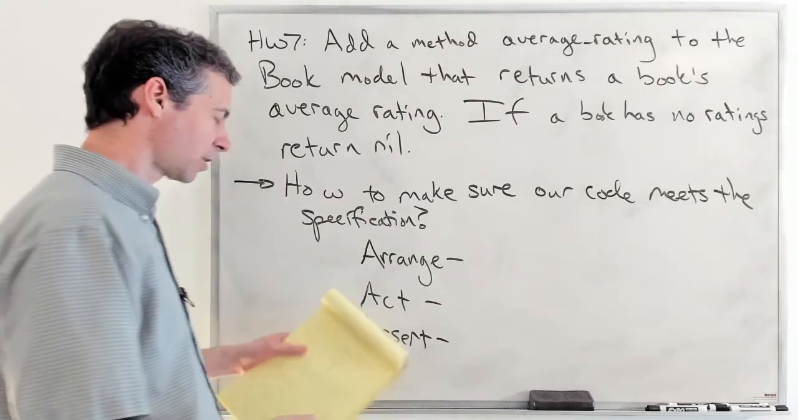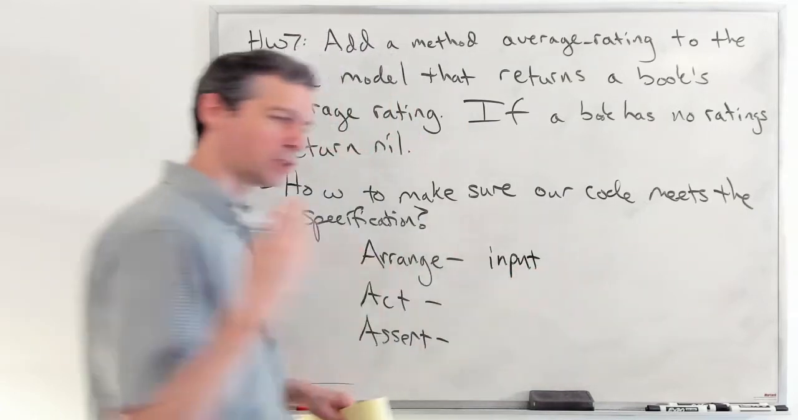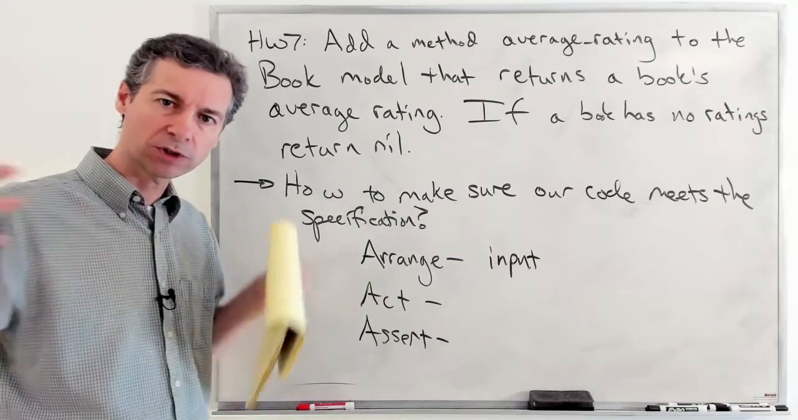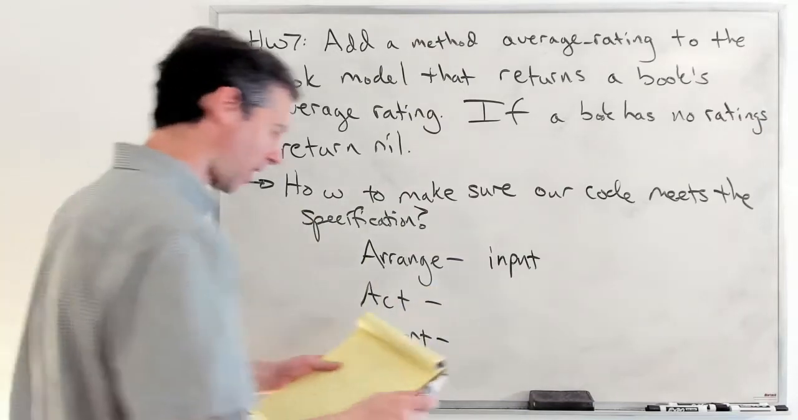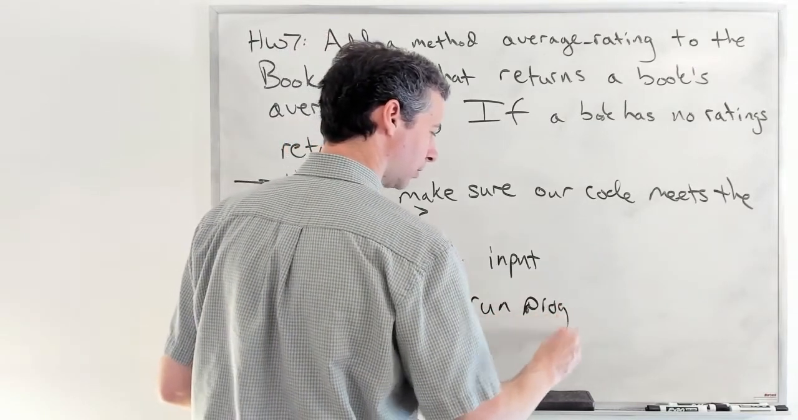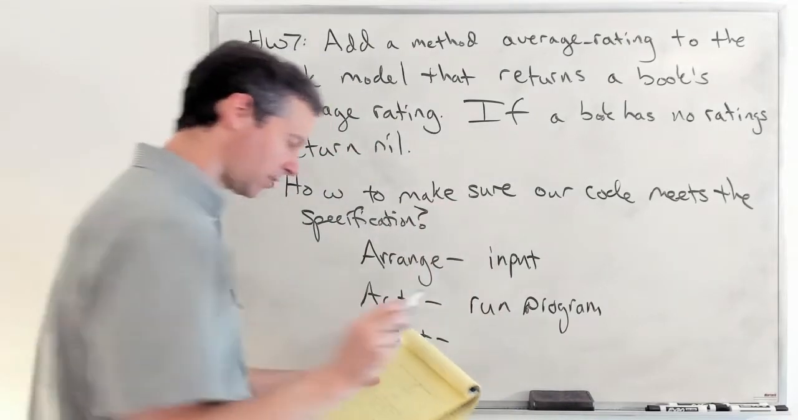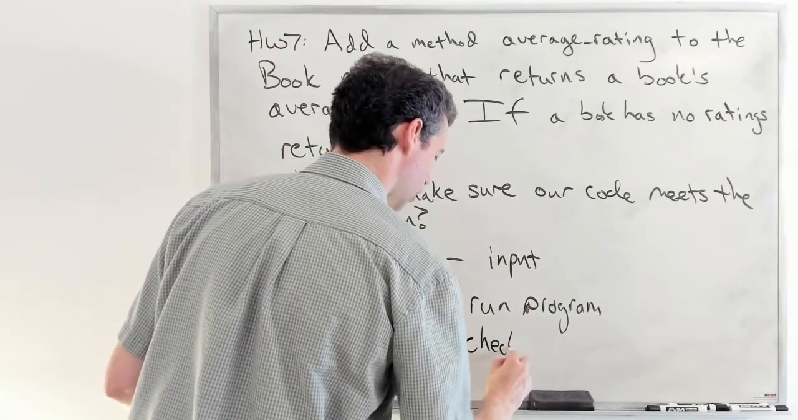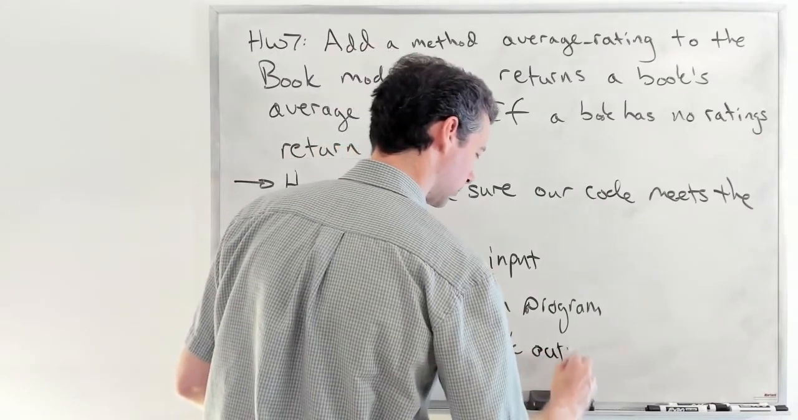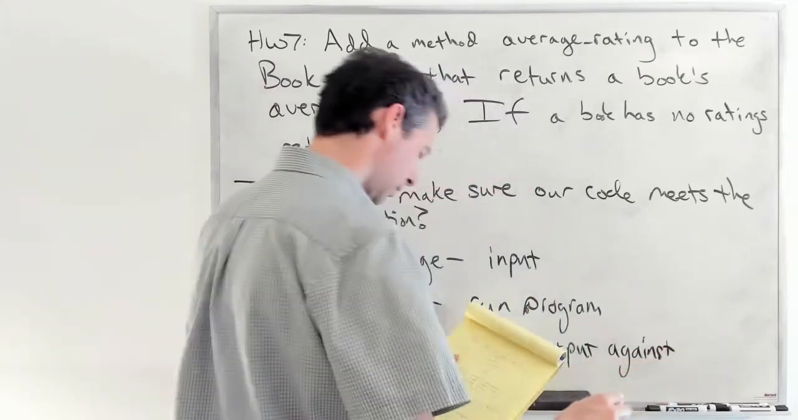What does it mean when we talk about arranging? This is about figuring out what input we should send into the code or the program. What should we do? What should go into that system? Acting is to run the program or the code. All right, so taking this input, we run it, and then we assert, which is to check the output against the expected output.